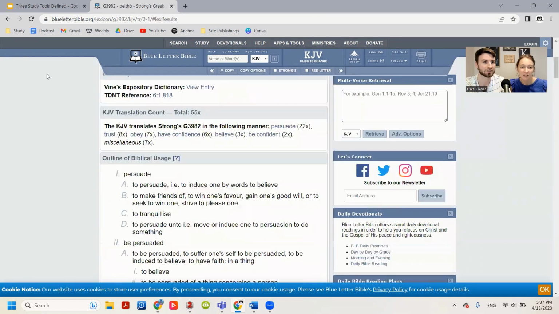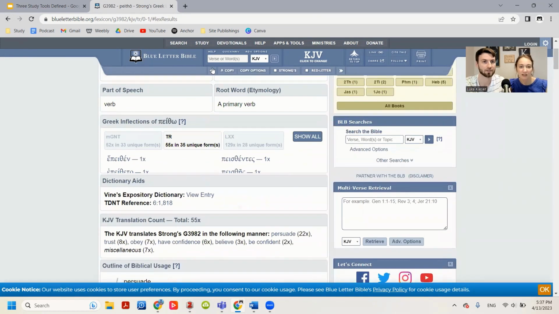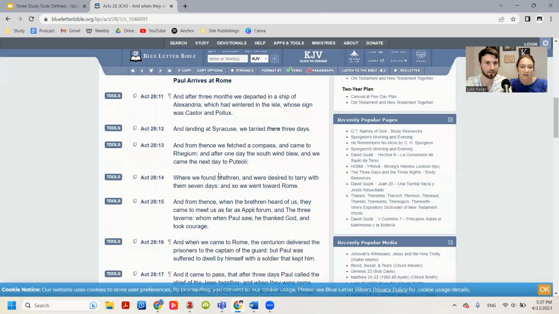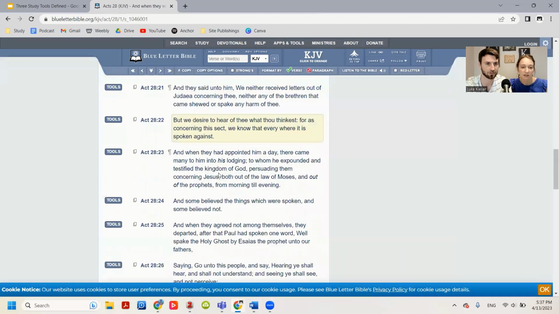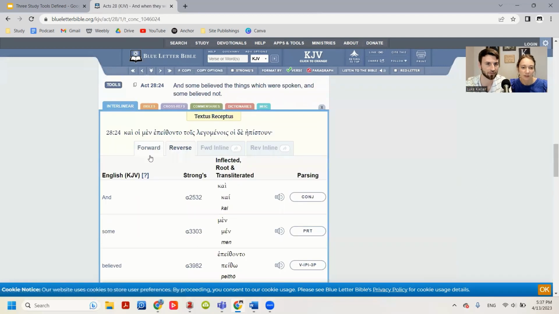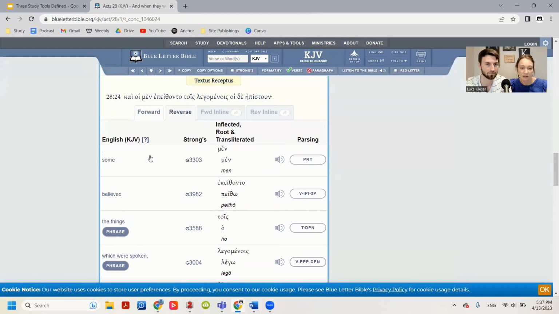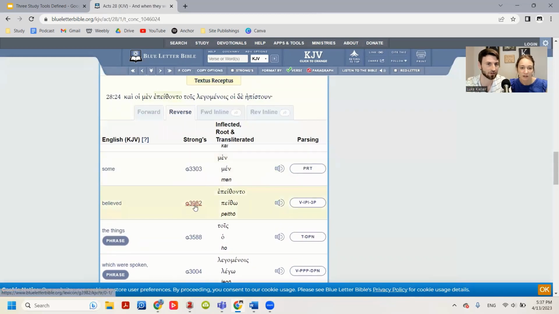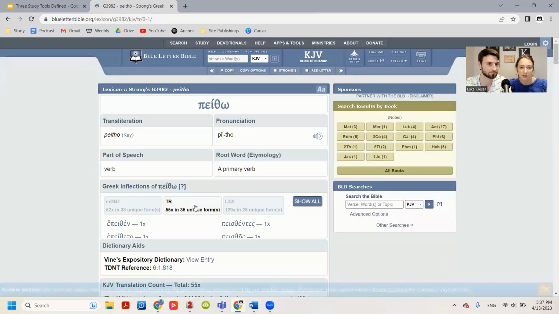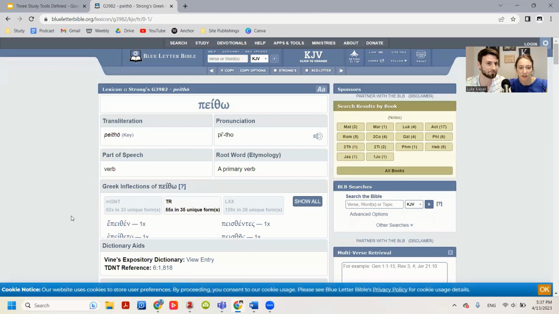So we are at Acts 28. You come up here, you search a verse, Acts 28. You find your verse. So we are in verse 24. You just click on the verse reference. You find the word you want and you click on the Strong's. The Strong's number is the G for Greek and then its number.